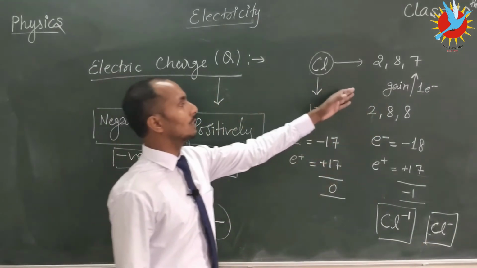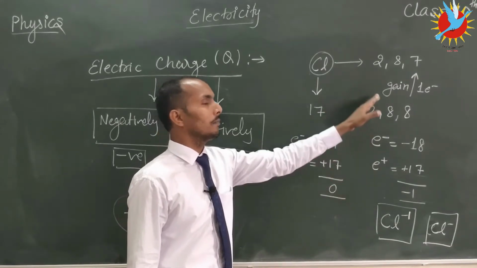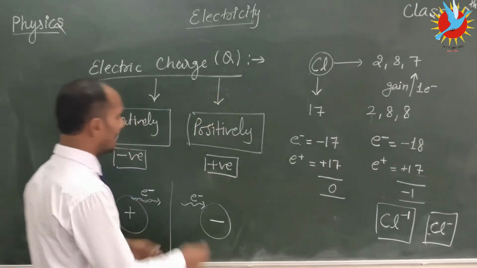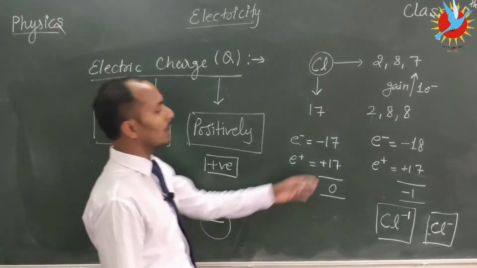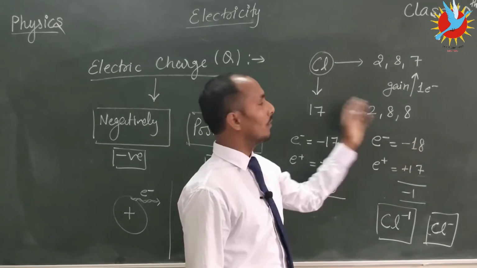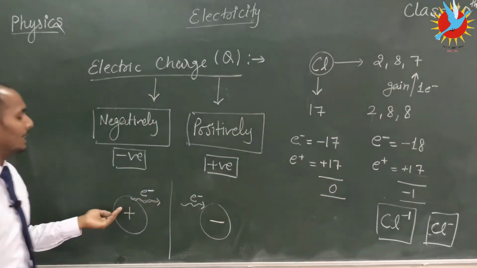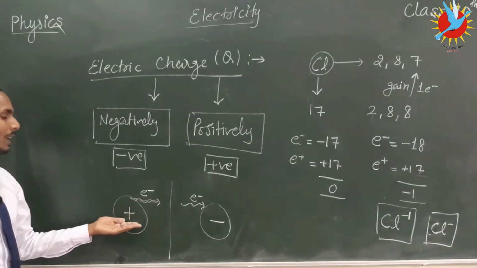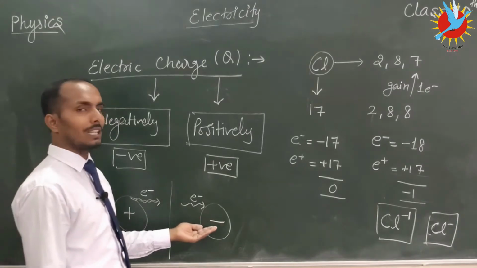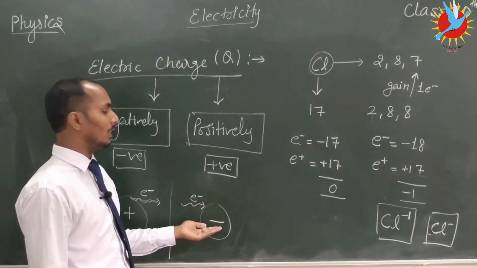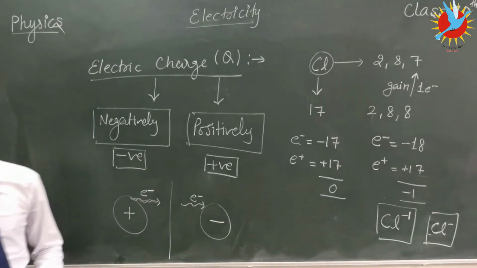In this way, you found that the atom gets stable after gaining one electron. When it gains an electron, it becomes negatively charged because the number of electrons is more when it gains, and the number of electrons is less when it loses. So when the number of electrons becomes less, it is positively charged. When more electrons are added, it becomes negatively charged. In this way there are two kinds of electric charge.